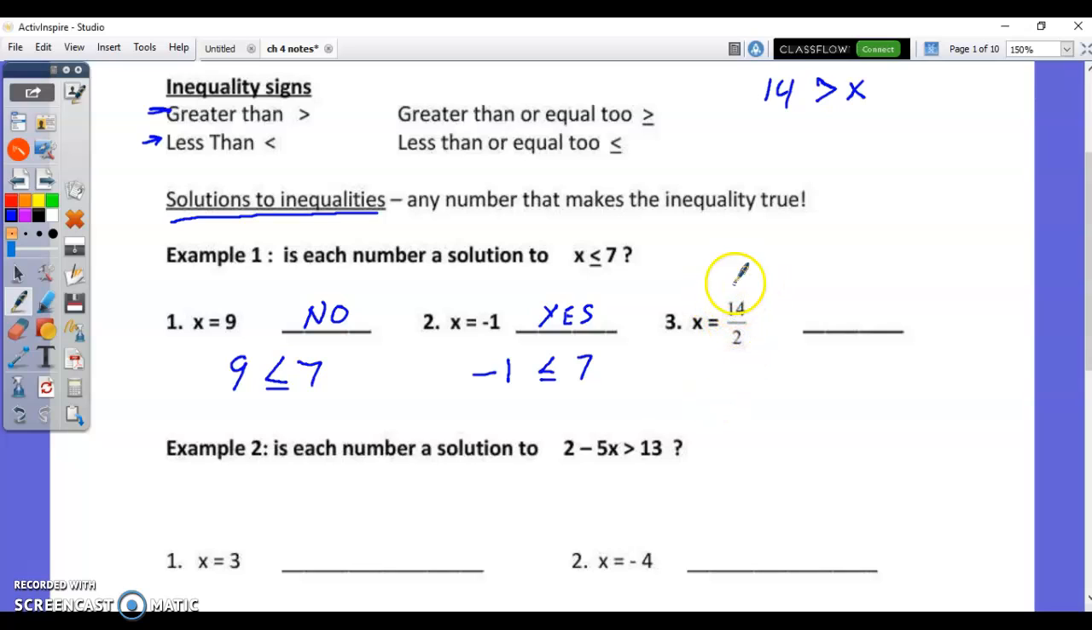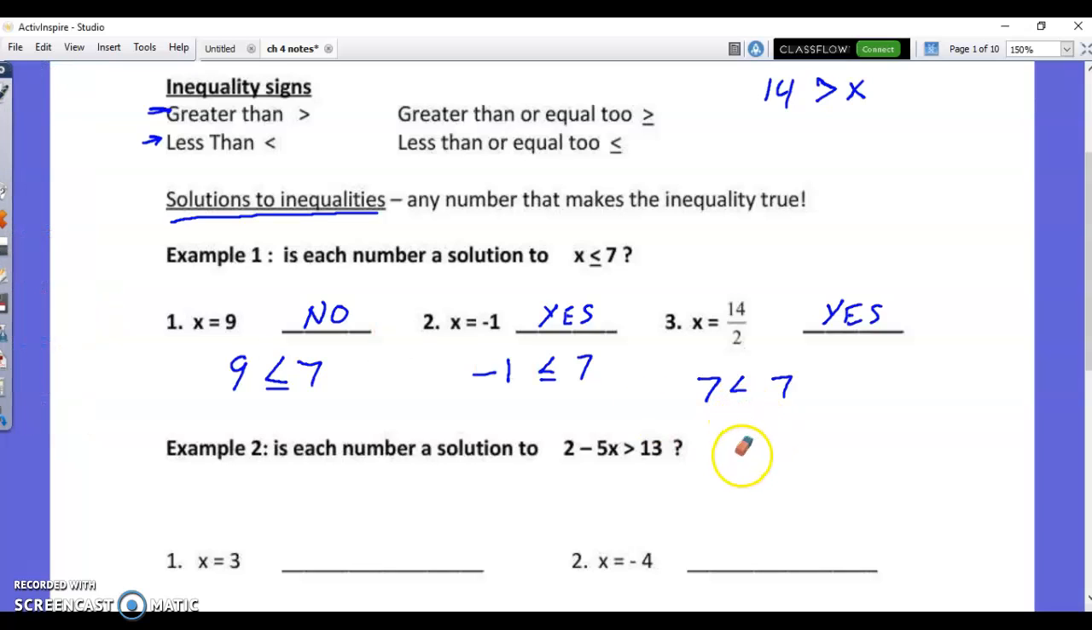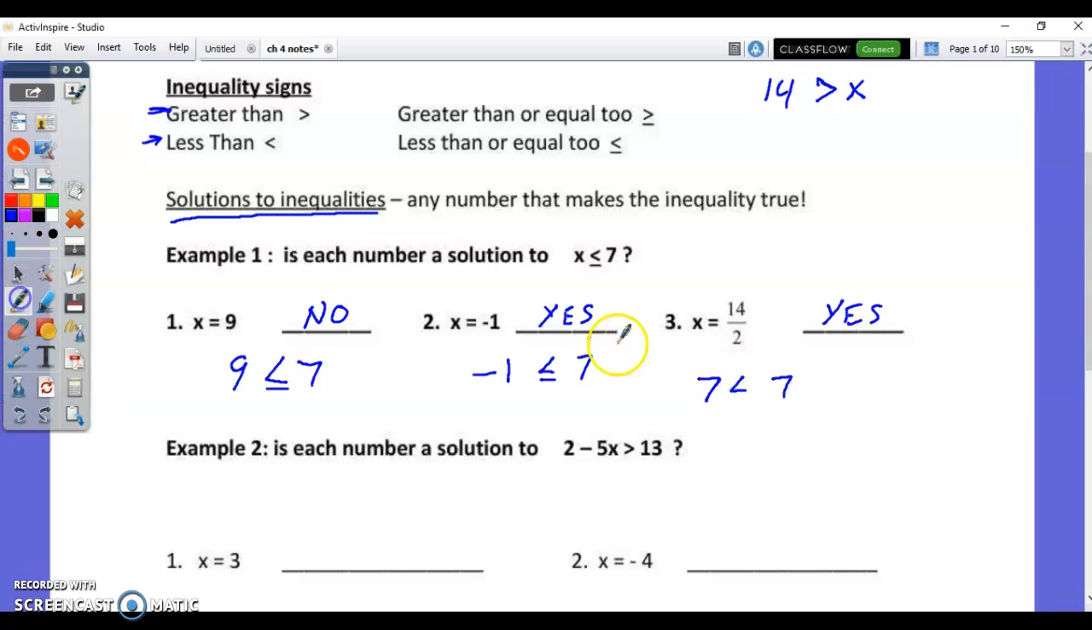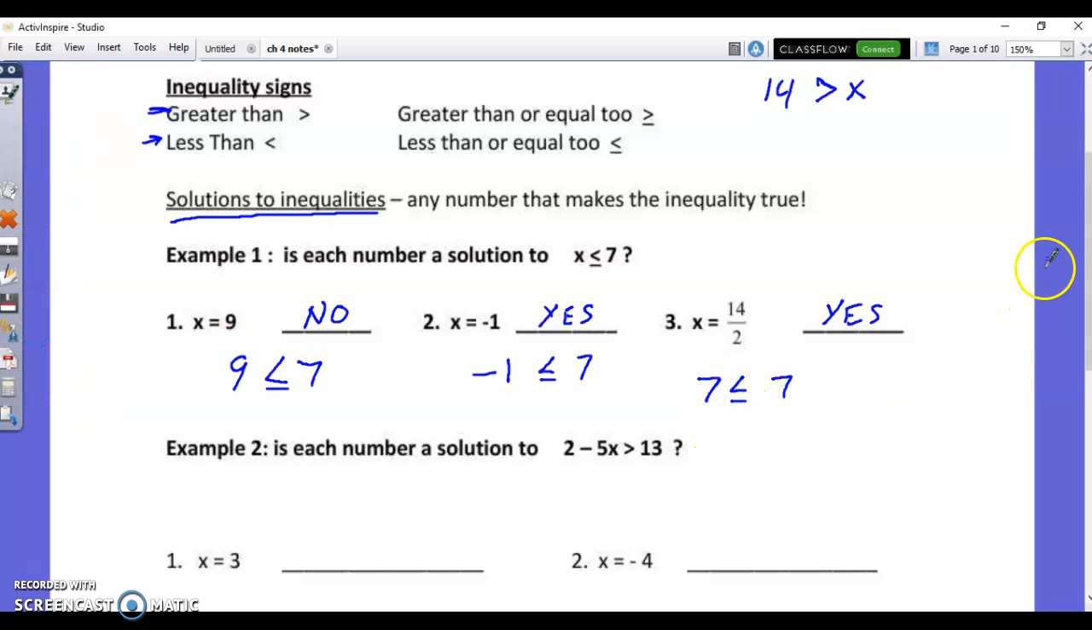All right, and then over here, we have 14 over 2. Well, if I simplify 14 over 2, that comes out to equal 7. So is 7 less than or equal to 7? That does check out. It's not less than, but it is equal to, so it falls under that category of being true. So yes. If this were the same problem but did not have that or equal to sign underneath, then the answer would be no, that would not be true. But since it is, we are good to go there.